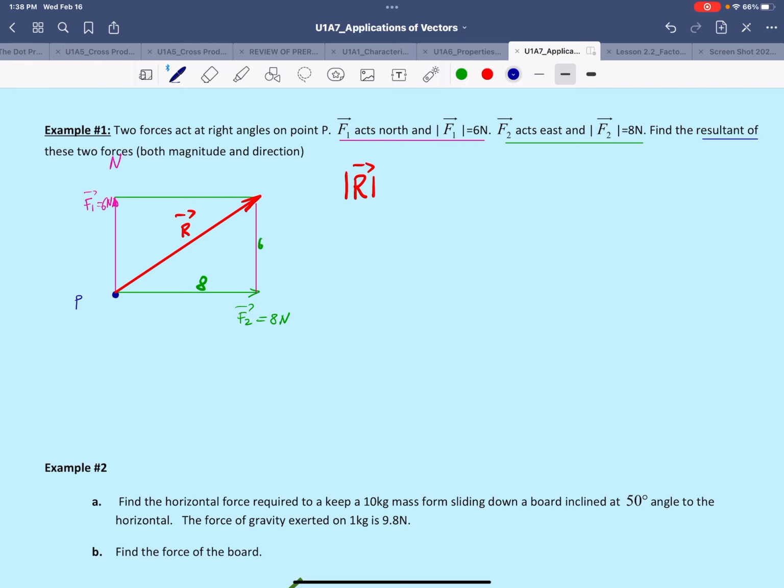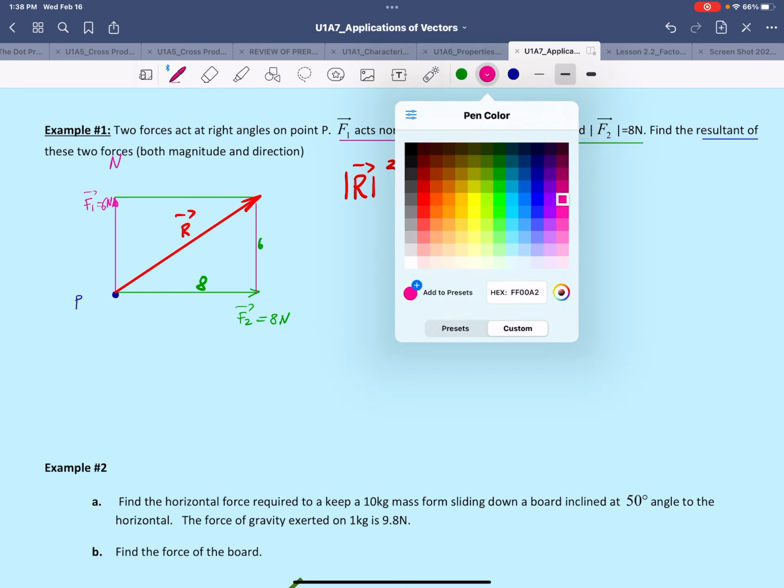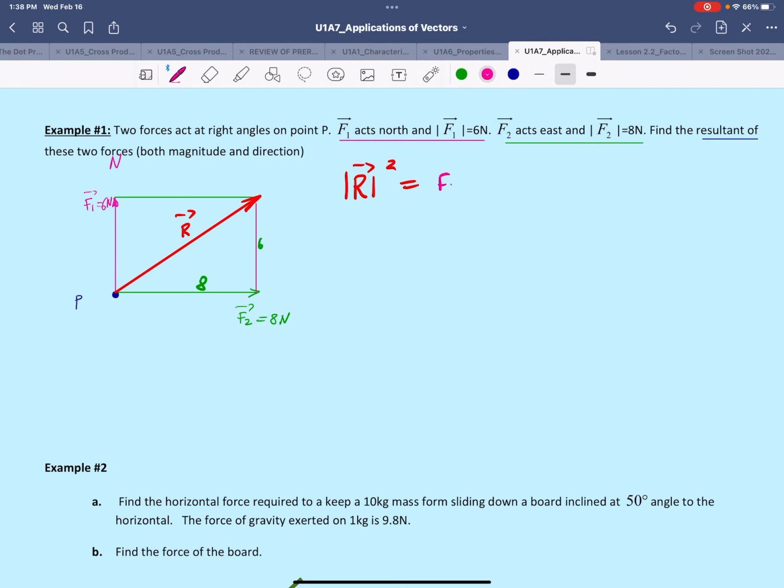And we'll say that the magnitude of R squared equals the magnitude of F1 squared plus the magnitude of F2 squared. So F1 equals 6, F2 equals 8. So that will give 100, which makes the resultant R in magnitude equal to the square root of 100, or 10 newtons. So this is just the resultant.